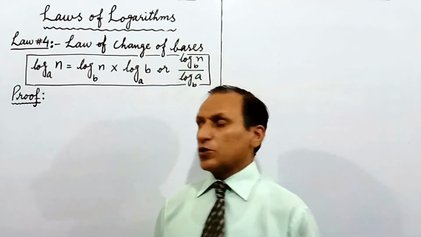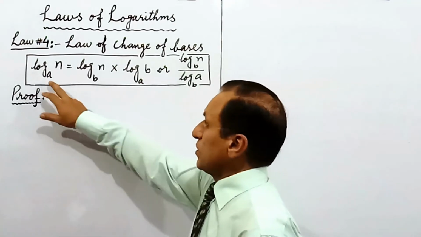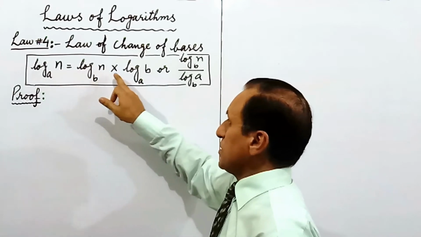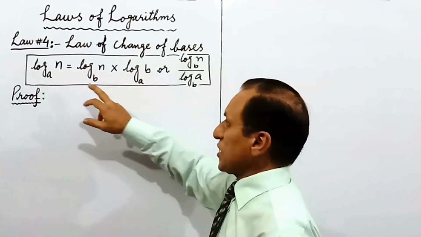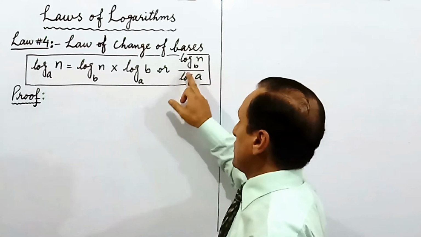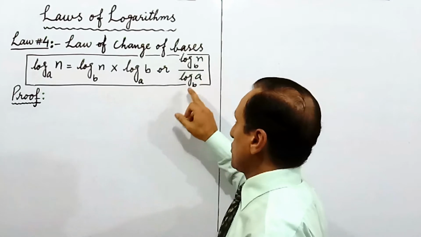This law has two parts. In the first part, we have to prove log n to the base a is equal to log n to the base b multiply log b to the base a. And in the second part, we have to prove log n to the base a is equal to log n to the base b divided by log a to the base b.